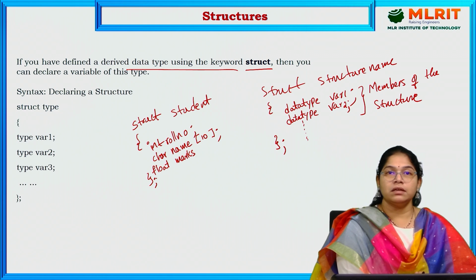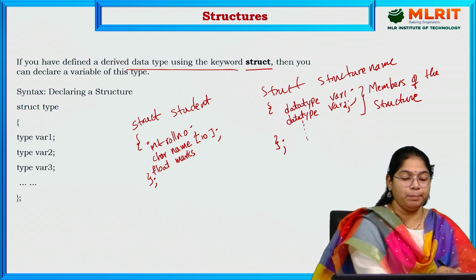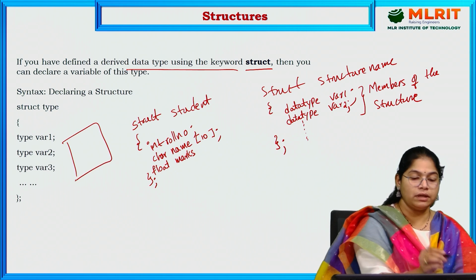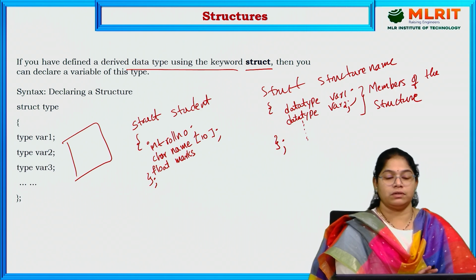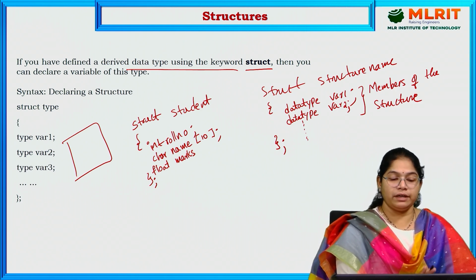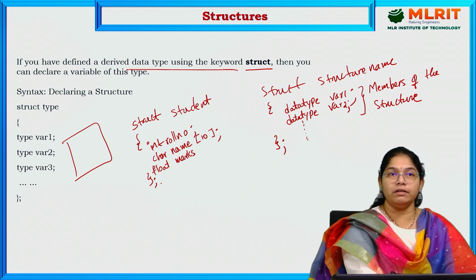By this, the memory is not allocated. We consider it as a template. When we declare a variable to this structure, only then is the memory allocated. So how to declare or create a variable for this structure?